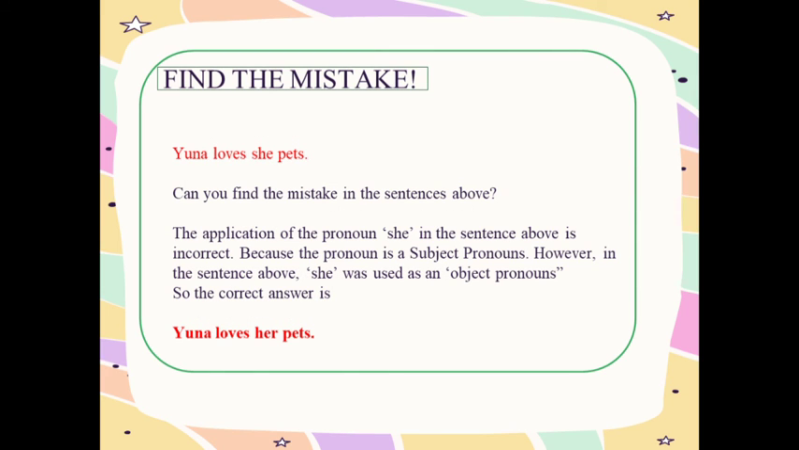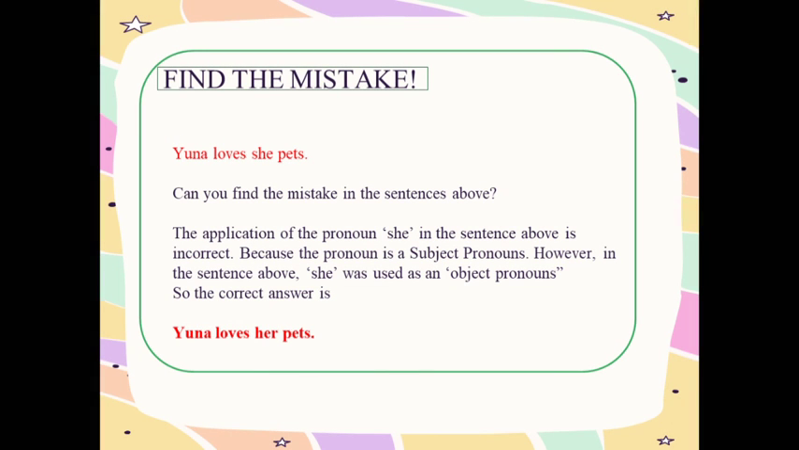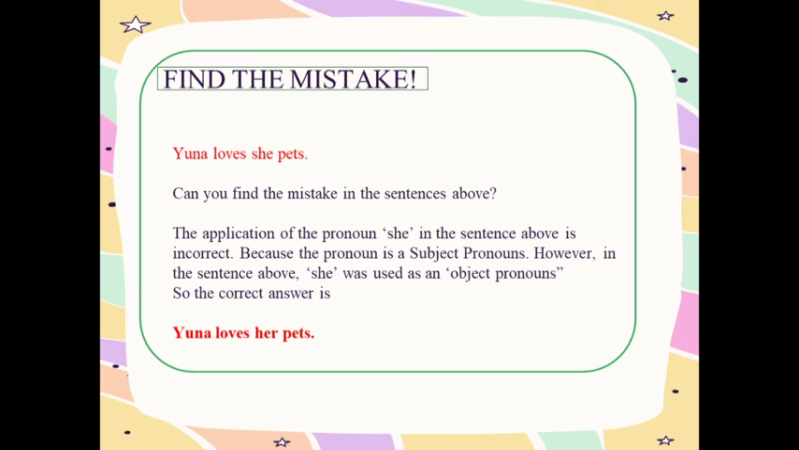Now, let's take a look at the sentence below. Yuna loves she pets. Can you find a mistake in the sentence above? The application of the pronoun she in the sentence above is incorrect because she is a subject pronoun. However, in the sentence above, she was used as an object pronoun. So, the correct answer is Yuna loves her pets.